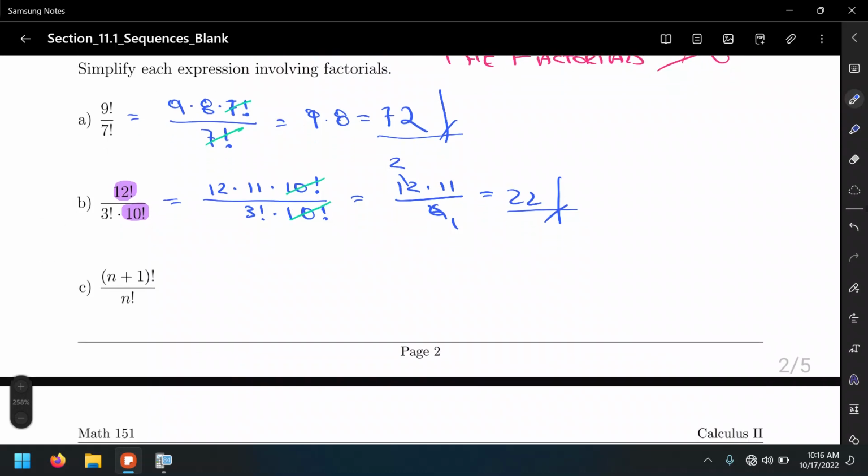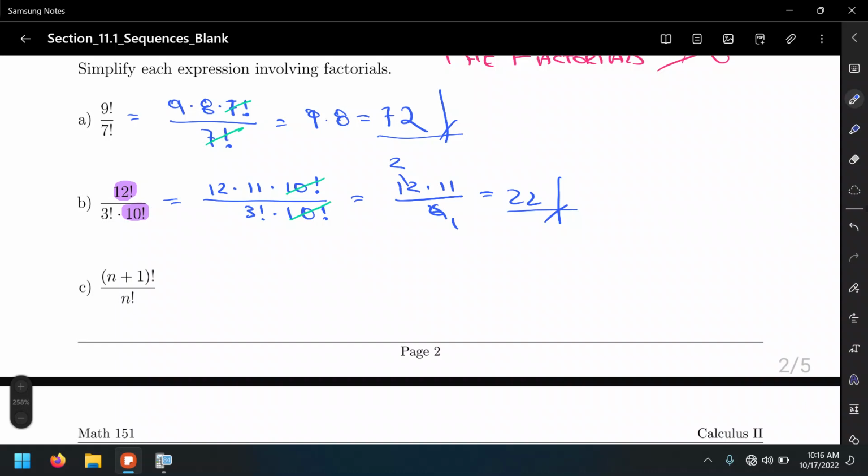What about letter C? In this case, we don't have numbers, we have variables this time. So in this case, we still have to expand about the largest of the factorial. So we need to decide between n plus 1 and n. Which of the two factorials is the largest of them? The numerator or the denominator?